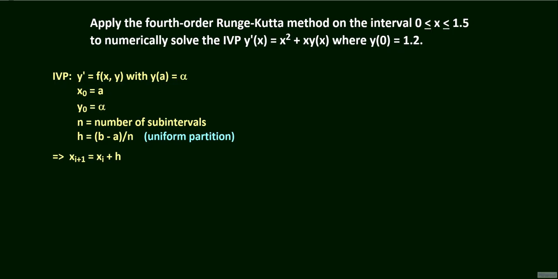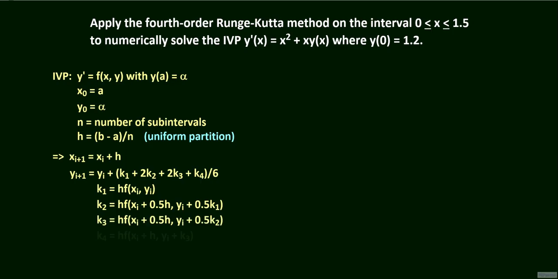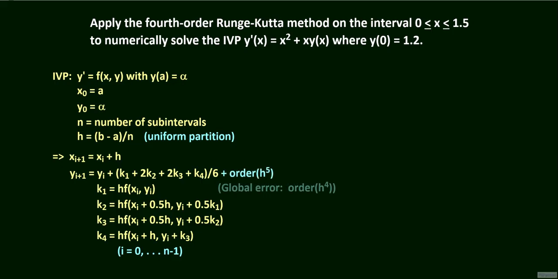Then a recursion for the fourth-order Runge Kutta method is given by y sub i plus 1 equals y sub i, plus the sum of k sub 1, 2k sub 2, 2k sub 3, and k sub 4, divided by 6. K sub 1, k sub 2, k sub 3, and k sub 4 are given by these equations. The index i goes from 0 to n minus 1. If y has continuous derivatives of up to order 5, then the local error for the method is of order 5. The global error, on the other hand, is of order 4.